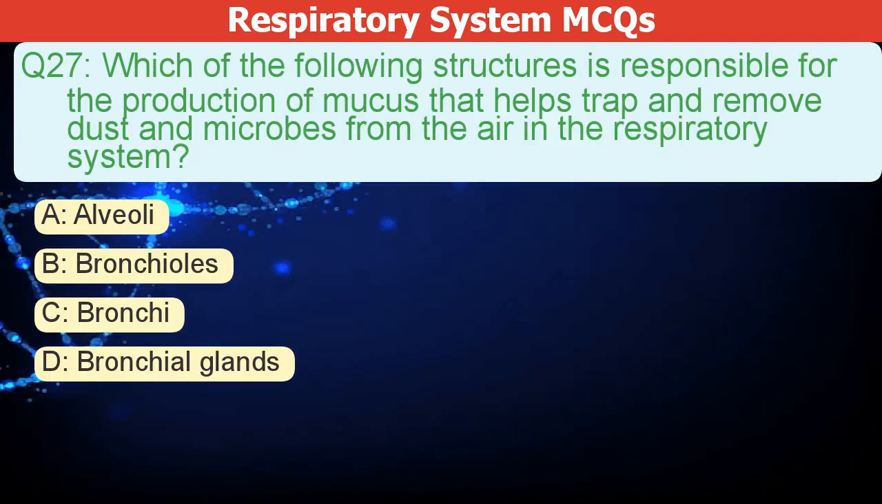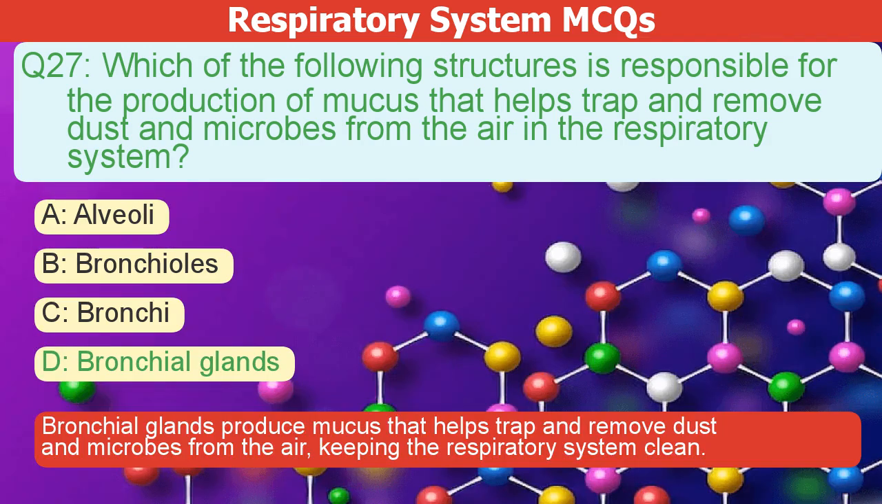Which of the following structures is responsible for the production of mucus that helps trap and remove dust and microbes from the air in the respiratory system? A. Alveoli. B. Bronchioles. C. Bronchi. D. Bronchial glands. The correct answer is D. Bronchial glands produce mucus that helps trap and remove dust and microbes from the air, keeping the respiratory system clean.